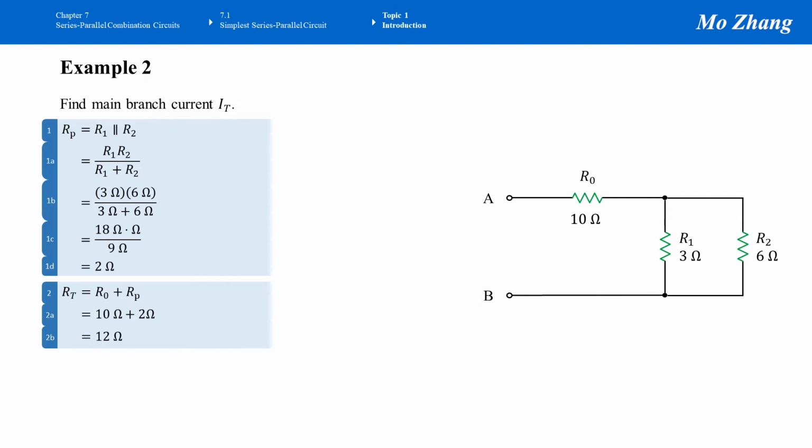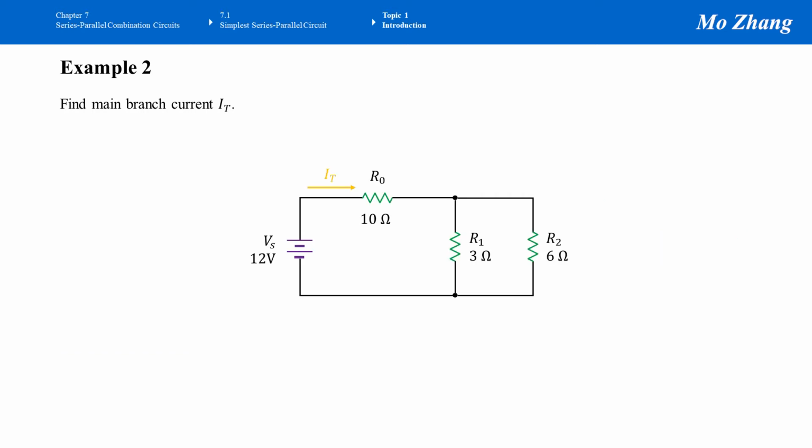Continue from previous circuit. Now we're going to add a source here. We add a 12 volt DC source into the circuit. Connect the source between the terminals. The question is, how much current flows out from the source and is delivered to the system? We have a special name for this kind of current. It is called the main branch current. As shown here, it is labeled as IT, where T stands for the total current entering the system. Either we can call it total current or main branch current.